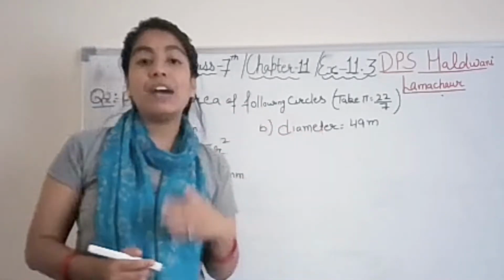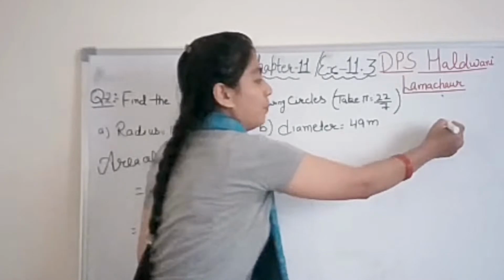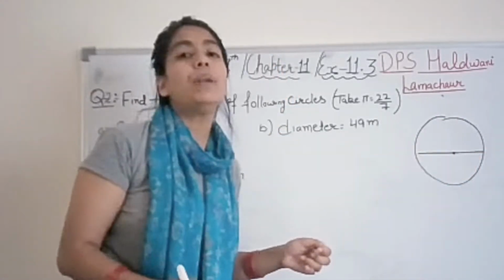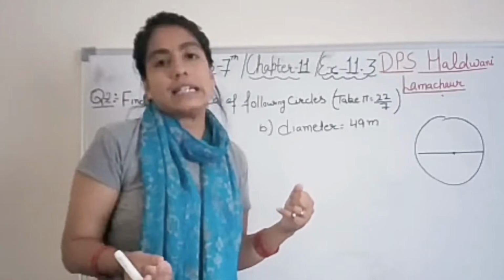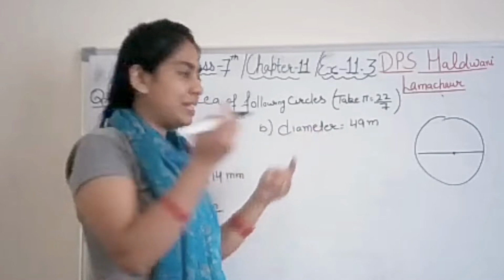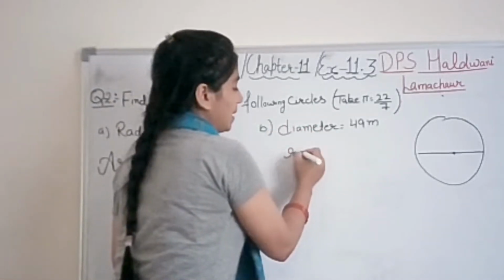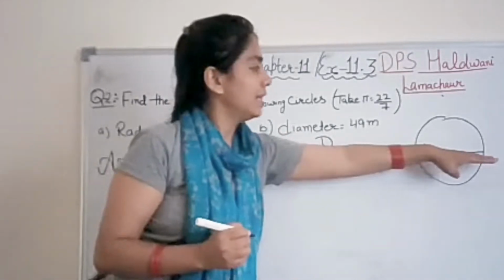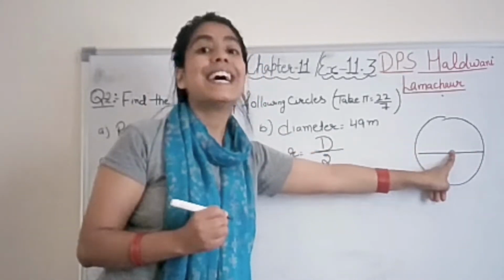Now in B part we have diameter. Means in one circle this full diameter is given to you. But in the formula you need radius. So what you will do? You will take out the value from this diameter, because we know the radius is half of the diameter. Right? This full's half is radius.